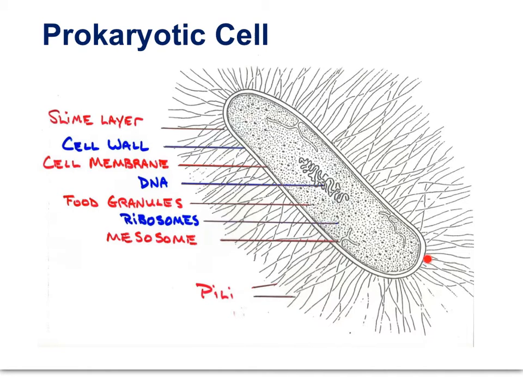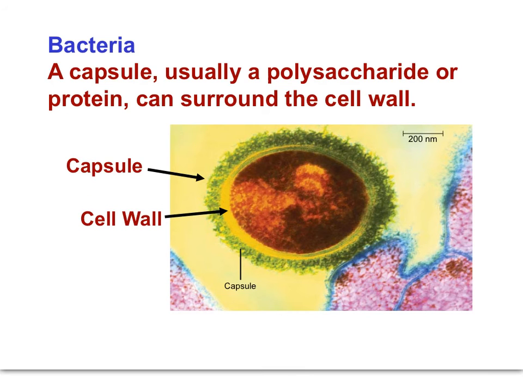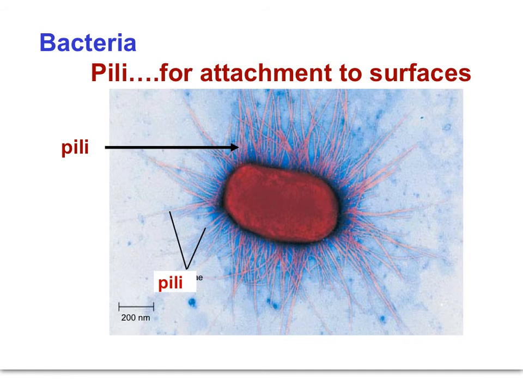The cell wall serves to protect the cell. The cell membrane regulates what goes in and goes out. And the cytoplasm is a solution within which chemical reactions occur. Bacterial cells often have a slime capsule around them. The cell wall here is composed of peptidoglycan, a protein-carbohydrate complex. Pili serve to adhere the cell to a surface.